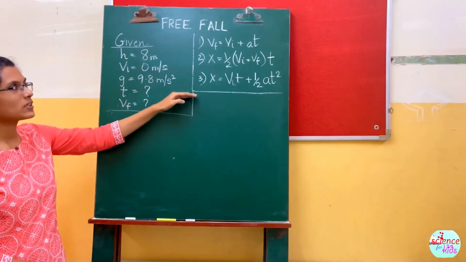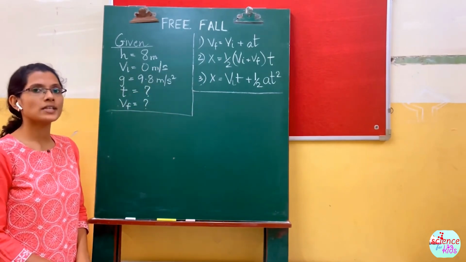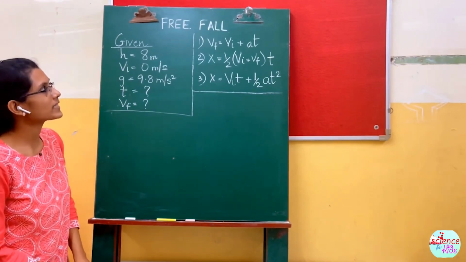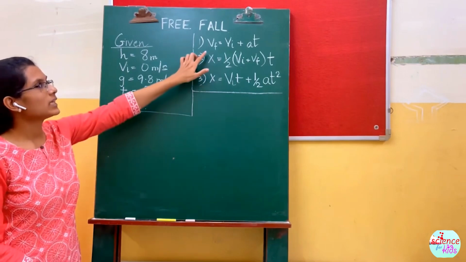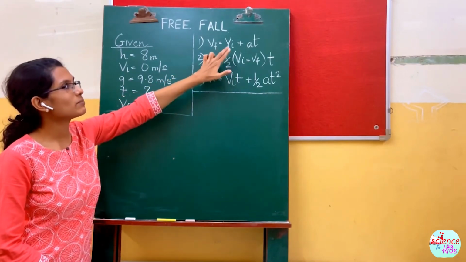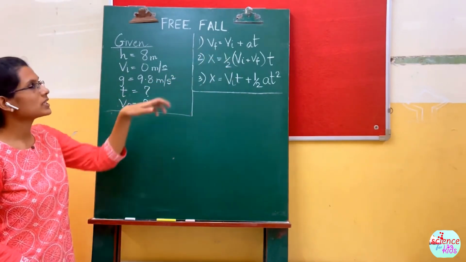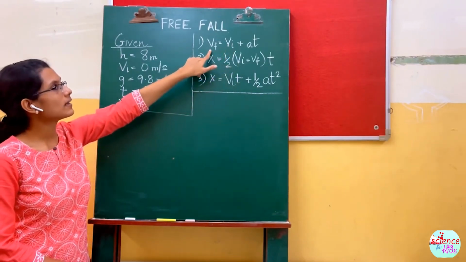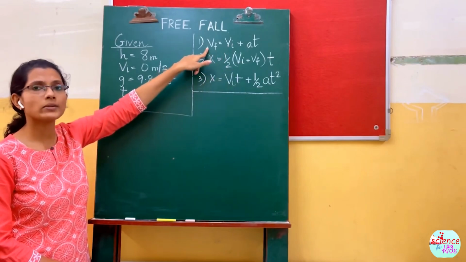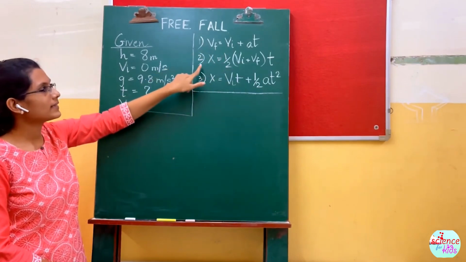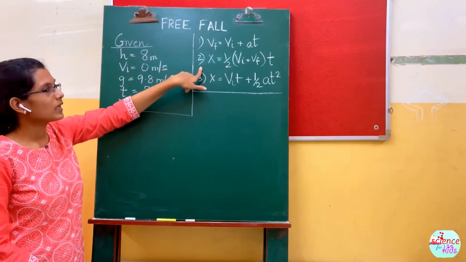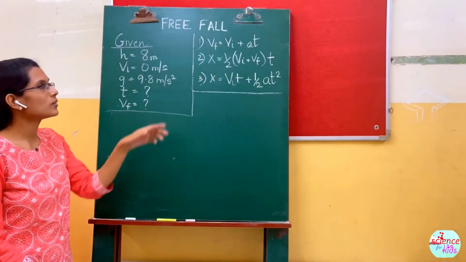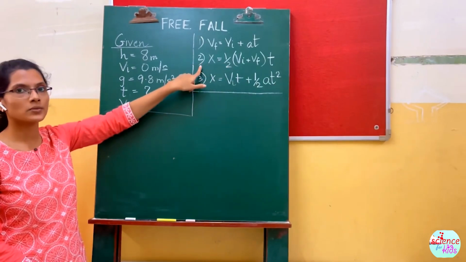The three kinematic equations are up on the board. Let's see which equation can be used to solve this problem. The first equation is final velocity is equal to initial velocity plus at. In this question, we do not have the time as well as the final velocity. So this equation cannot be used. In the second equation, we do not have the final velocity as well as the time taken. So this equation also cannot be used.